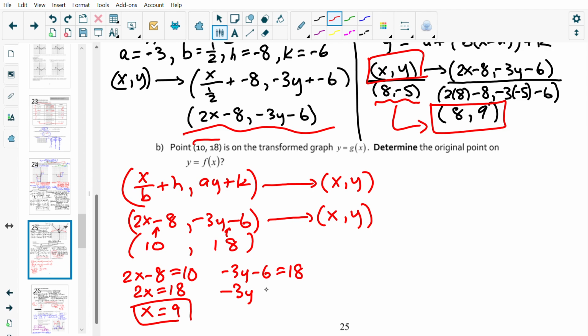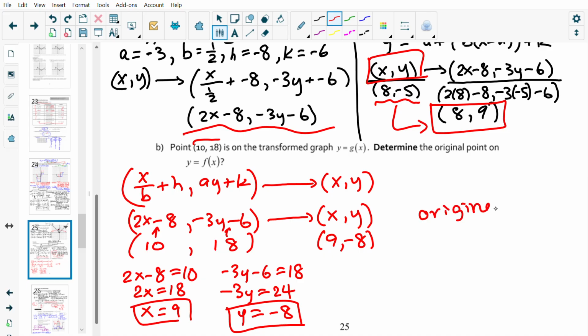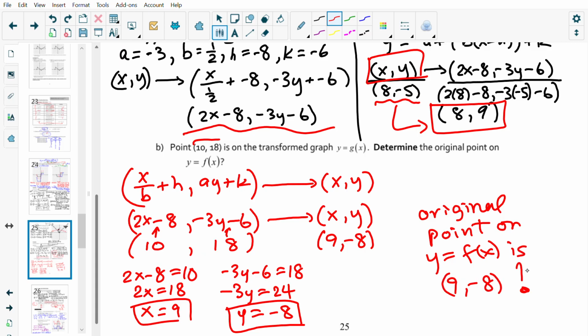Okay. 18 is equal to negative 3y minus 6. So negative 3y minus 6 equals 18. Negative 3y equals 24. Y equals negative 8. Okay, 9, negative 8. Original point on y equals f of x is 9, negative 8. Done, folks. See you later.